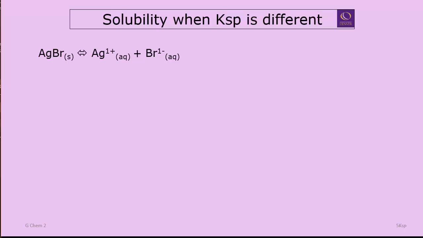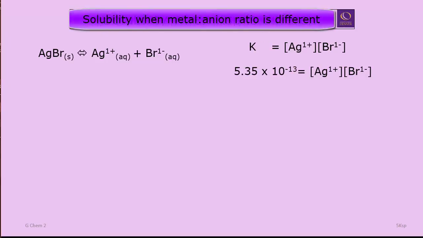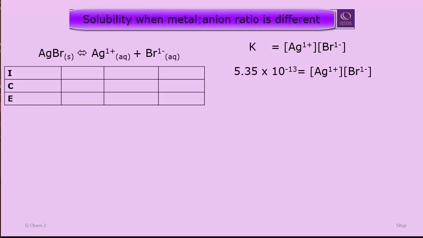What about the solubility when the metal to anion ratio is different? You can basically set up again, same kind of idea. Set up your K expression, which is equal to the Ksp. You set up your ice table. You walk your way through.